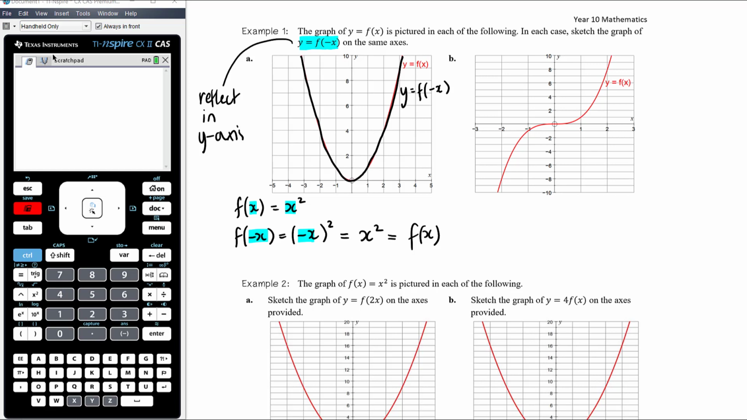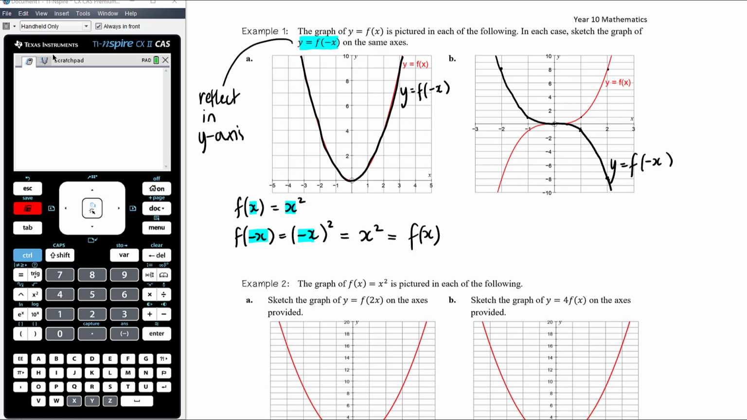The second graph here is a cubic. When we reflect that in the y-axis, this point at 1, 1 is going to come over here to negative 1, 1. This point at 2, 8 is going to come over here to negative 2, 8. This point at negative 1 is going to be at positive 1, negative 1. Negative 2, negative 8 is going to be at positive 2, negative 8. 0, 0, reflecting that in the y-axis doesn't go anywhere. And so we're going to get this shape here. So this is y equals f of negative x.